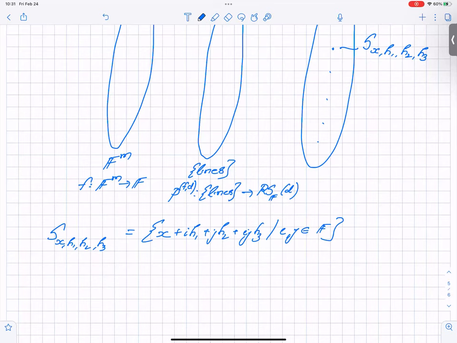Notice this is not a plane. It's sort of a weird surface. As you range over i and j, it has F squared points, assuming no degeneracy happens. For every x, h1, h2, h3, you're going to associate such a surface. Once again, two different choices of x, h1, h2, h3 might give you the same surface, in which case we will identify them.